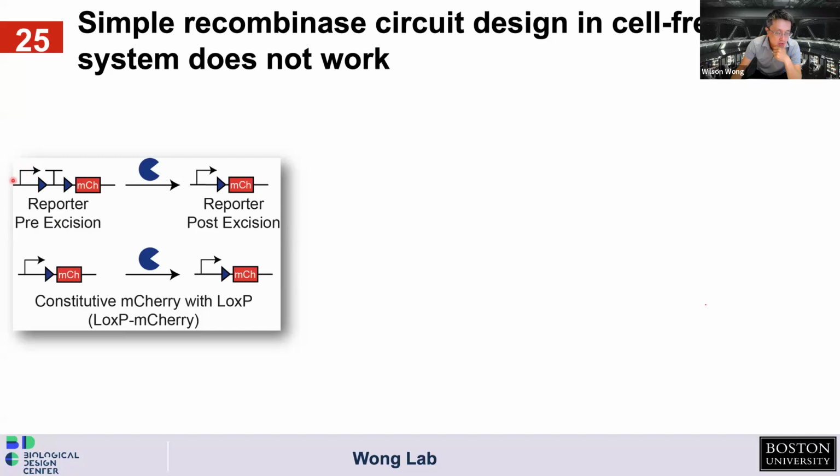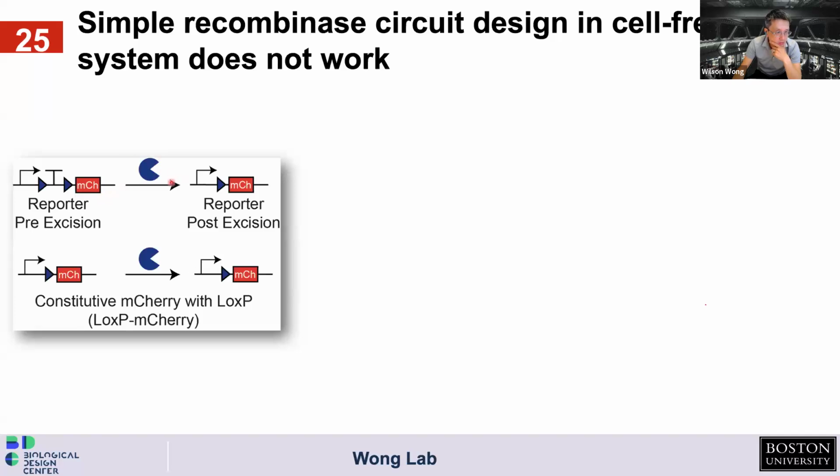So very simple thing. I forgot to tell you, we use the NEB PURExpress system. I skipped the slide. So we just have all the mixes for transcription and translation, and then we just put in DNA there. It has a T7 promoter, so it initiates transcription. We put in a transcription termination, because T7 is a bacterial promoter, so we put in a bacterial transcription termination sequence. We flank it with the recombinase binding sites, and then the reporter, we use mCherry.